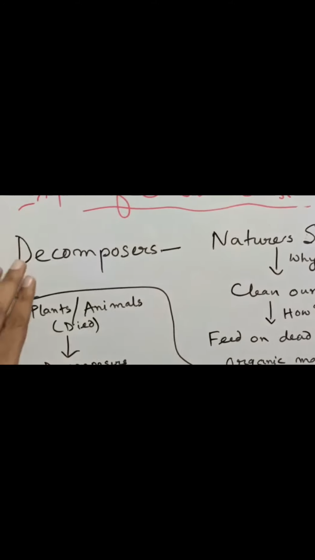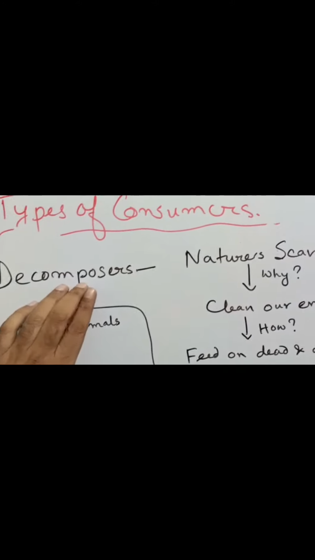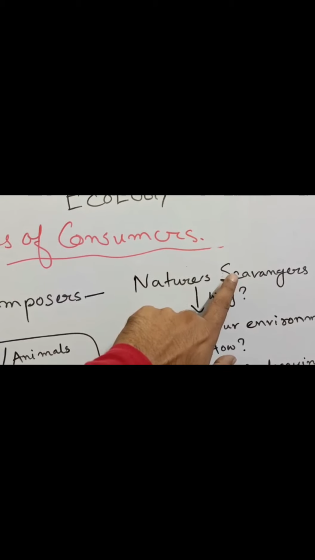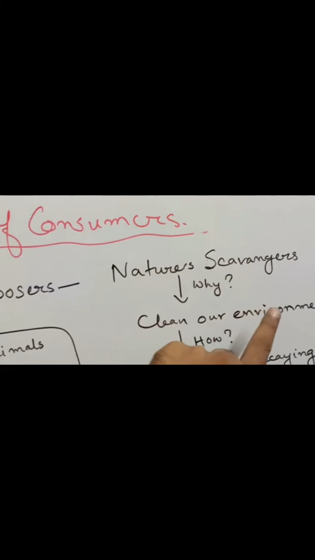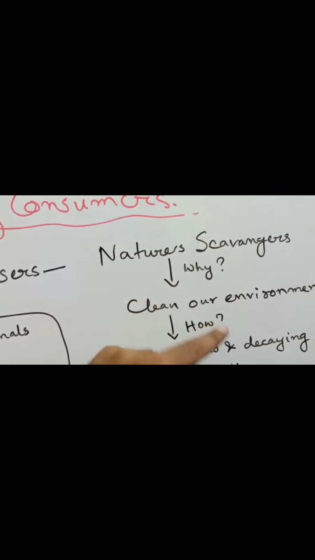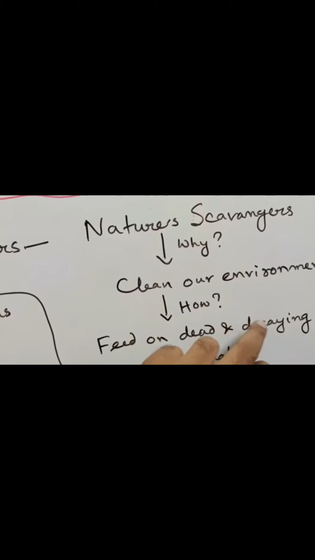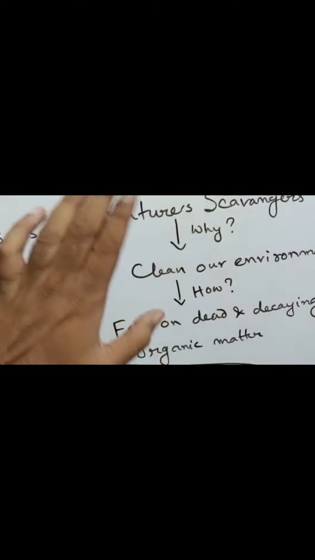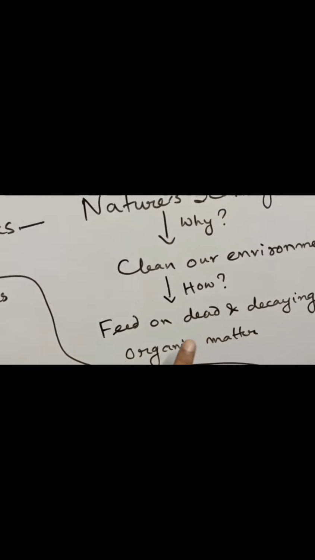So lastly, we will talk about the decomposers. What are they? They are also known as the nature scavengers. The question is why? Because they clean our environment. Now you may ask how? Because they feed on dead and decaying organic matter. So like scavengers, they also feed on dead and decaying organic matter.